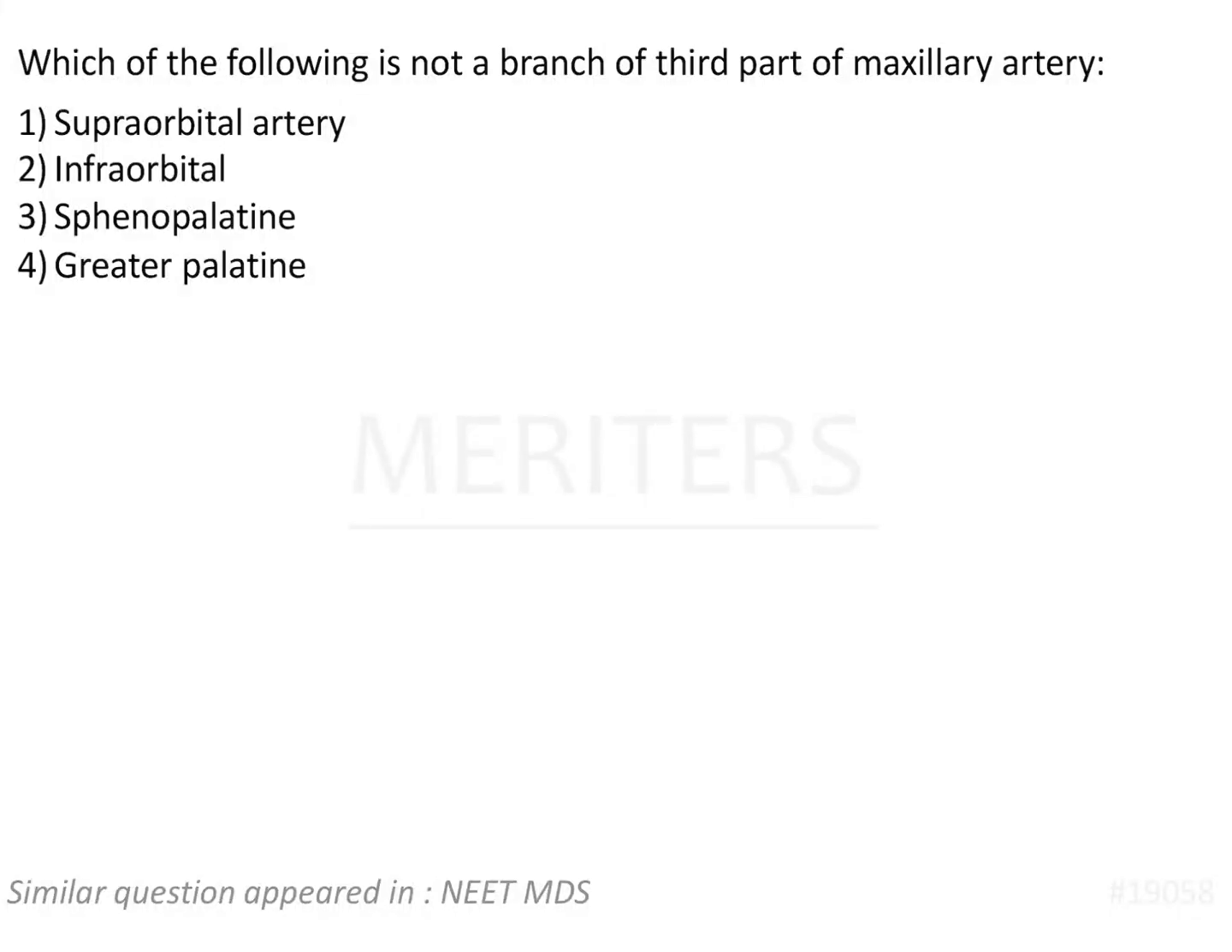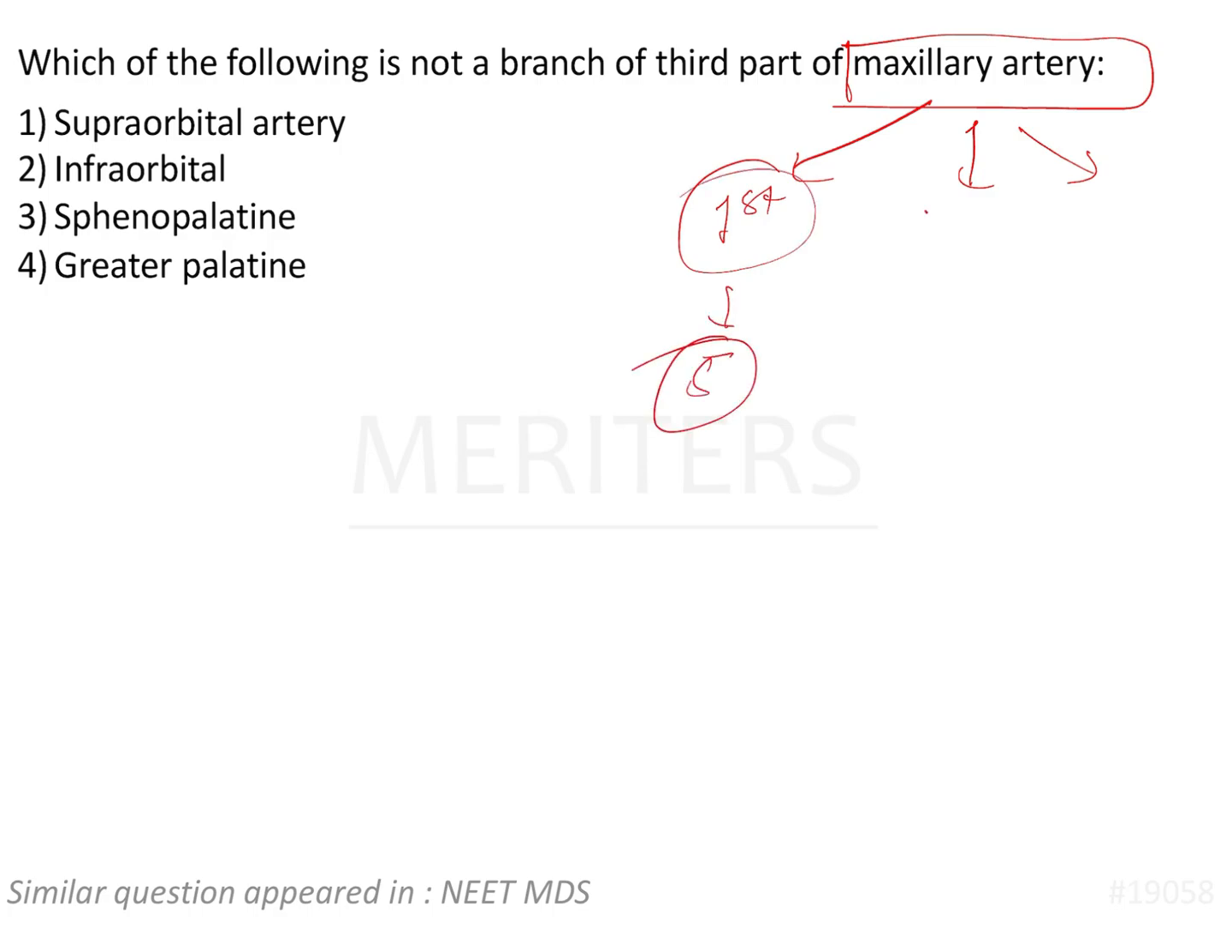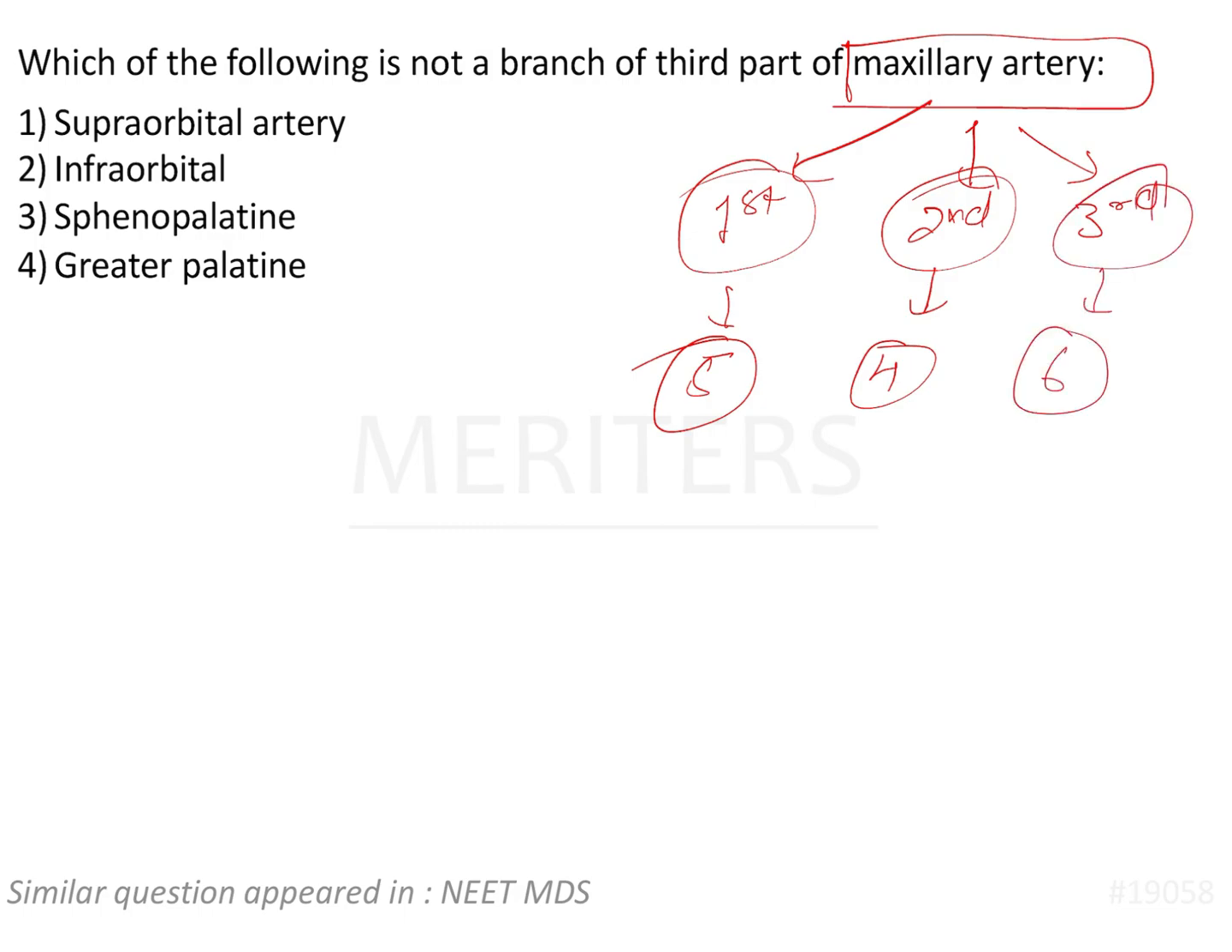Which of the following is not a branch of the third part of the maxillary artery? So if we just talk about the maxillary artery, it is basically divided into three parts. First is the first part, where we have to remember 5 important names of the branches. Then we have the second part, or the middle part of the maxillary artery, where we have to remember 4 important branches. And then we have the third part, where we have to remember 6 important branches.